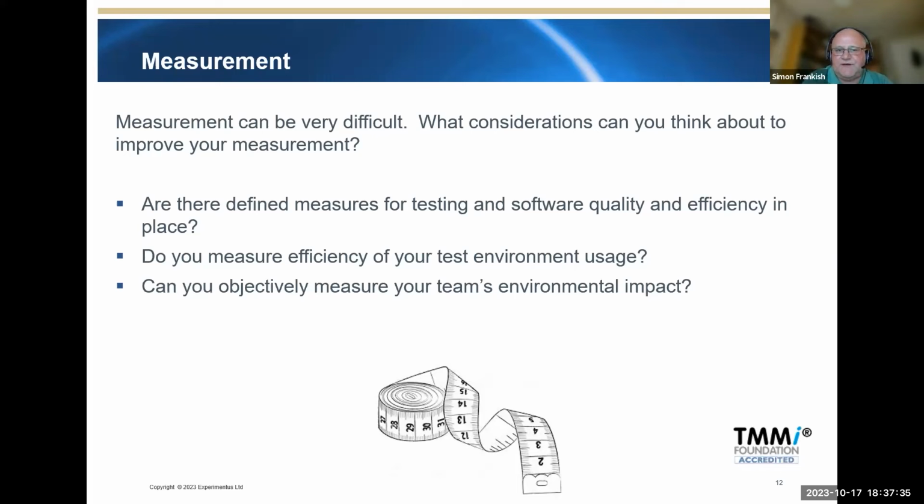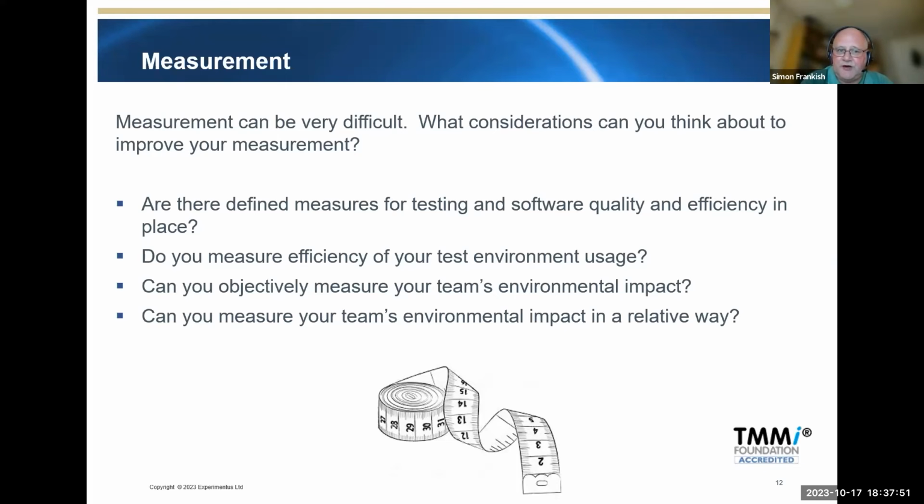Can you objectively measure your team's environmental impact? And this is the one that's really difficult. Often the answer's not with any degree of accuracy, not with any degree of confidence at the moment, although things are happening around that. But can you do that? And if you can't, can you measure your team's environmental impact in a relative way?